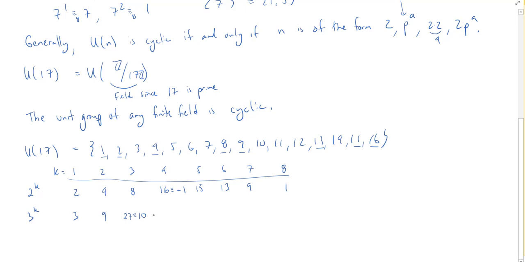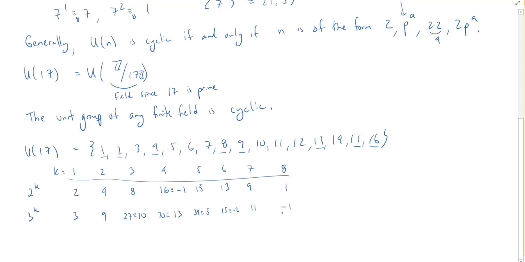Okay, 3 times 10 is 30. But 30 mod 17 is 13. All right, 3 times 13 is 39. But mod 17, that's 5. 3 times 5 is 15. Oh, hey, 15 is -2. That'll make life easier. 3 times -2 is -6. Okay, -6 is the same as 11. All right, how about 3 times 11? Well, that's 33, which is -1.